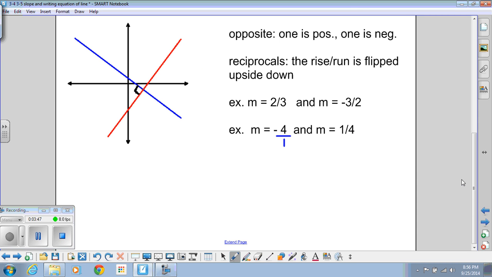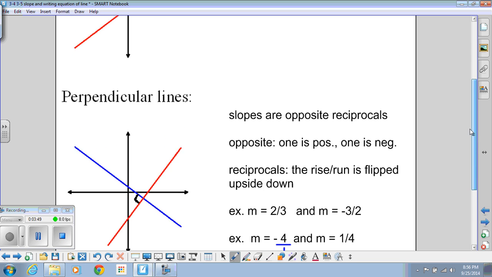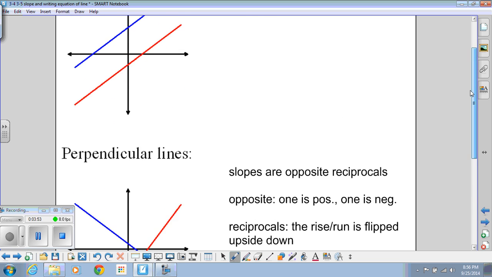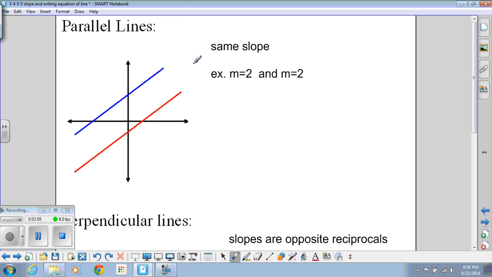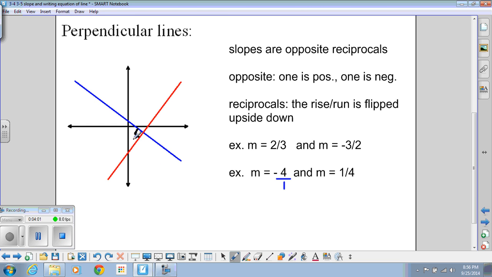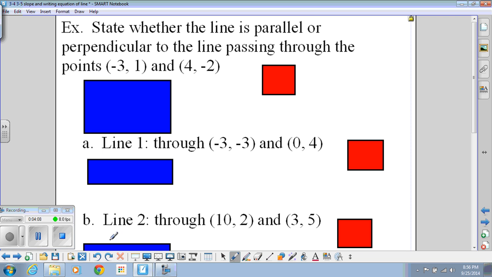So that's something that you need to remember when we are looking at parallel and perpendicular lines, is that parallel lines have the same slope, and perpendicular lines have opposite reciprocals. Flip the fraction around and change the sign. So let's look at an example.